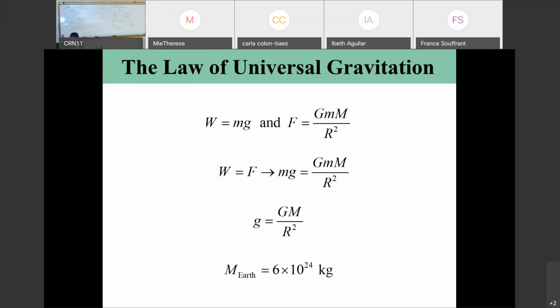What can I ask here? A conceptual question will be, what are the parameters that affect gravity? The mass and the distance from the center of the planet. The closer you are to the center, the higher gravity is.